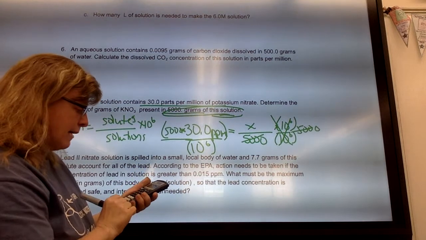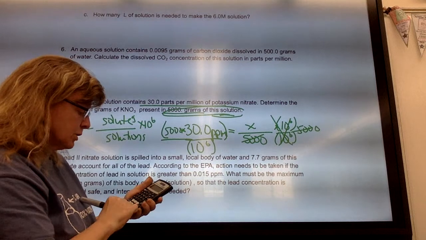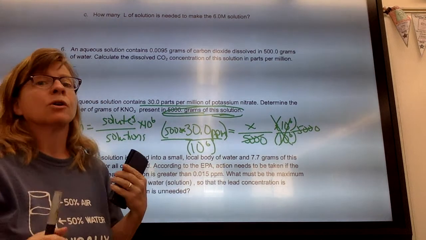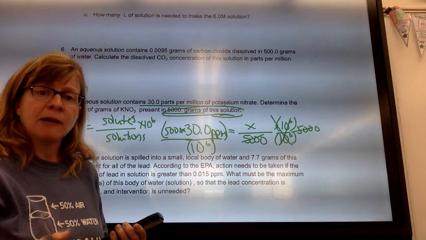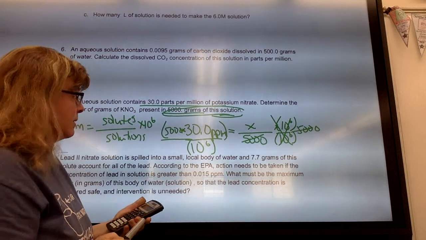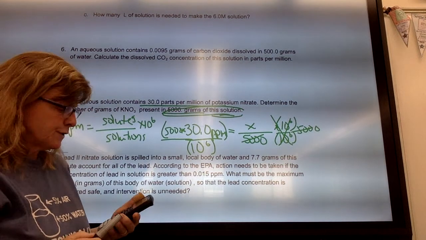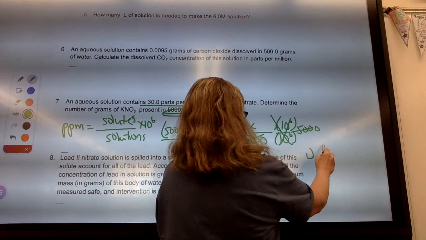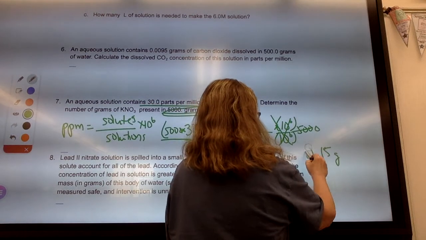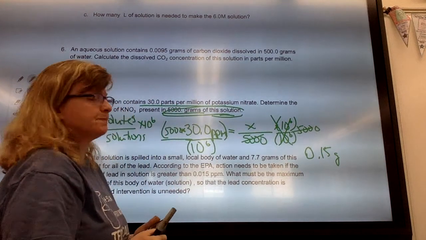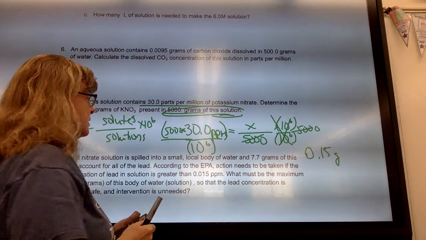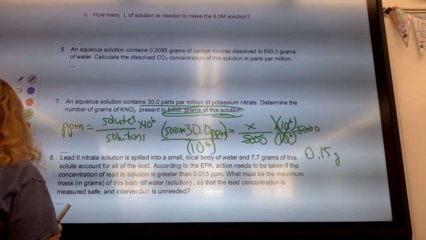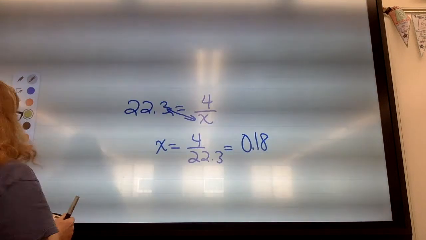Again, you should have learned this in math class. If you are still really lost on the algebra, you really need to watch some algebra videos just to brush up. Maybe you haven't done much algebra this year for some reason. Okay. And your final answer should be 0.15 grams. So again, let's go back. I'm going to have you try some practice.